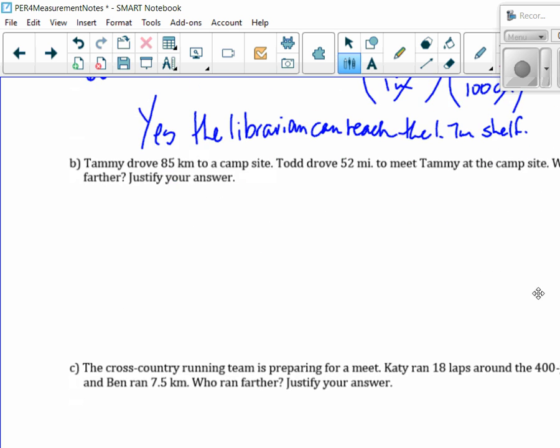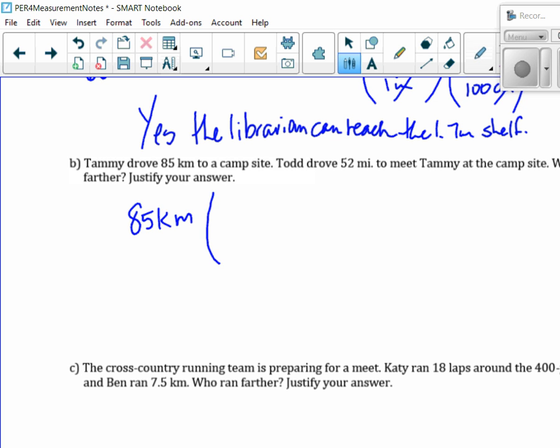All right, Tammy drove 85 kilometers to the campsite. Todd drove 52 miles to meet Tammy at the campsite. Who drove farther? So we either need to decide, should we convert the kilometers to miles or miles to kilometers? It doesn't really matter. So I'm just going to convert 85 kilometers to miles.